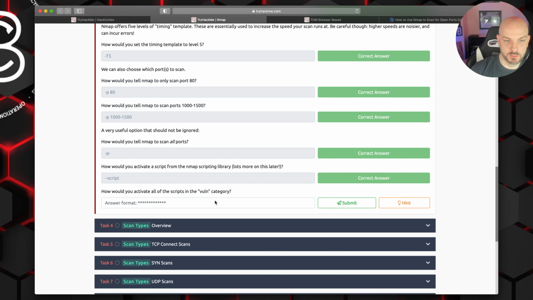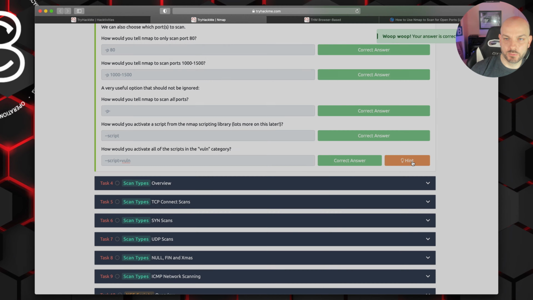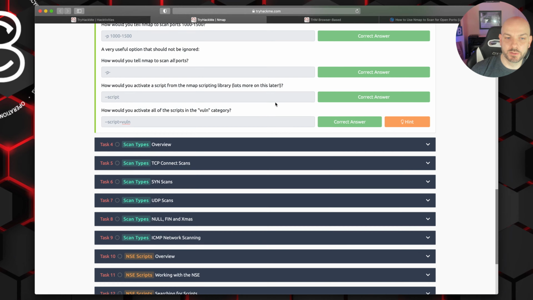Well, let's try script equals full. Oh, let's try that. Sweet. And let's see what the hint would have given us. There are 2 variants of the switch, one with a space, one with equal signs. Look at the asterisk in the answer field to see which one it is. Okay, I don't know that would help me.